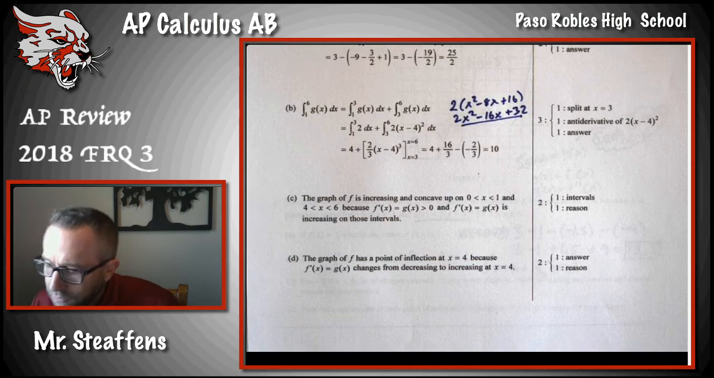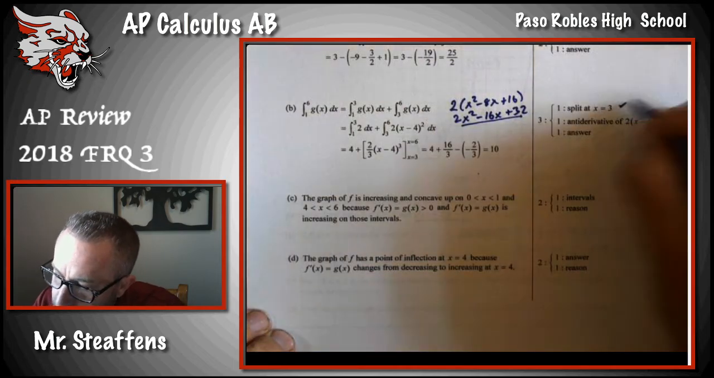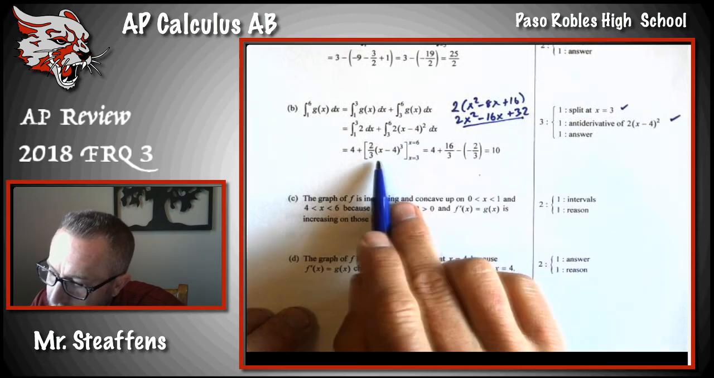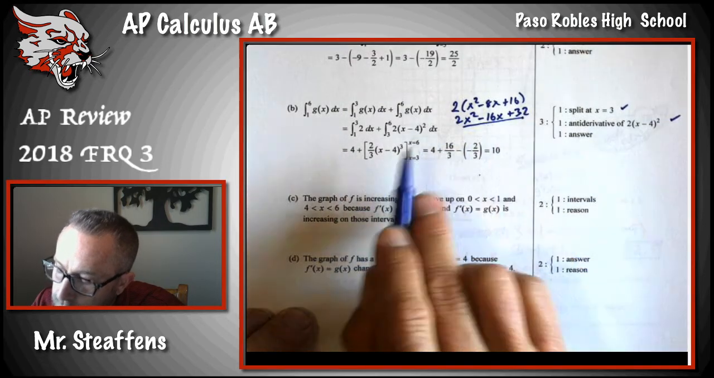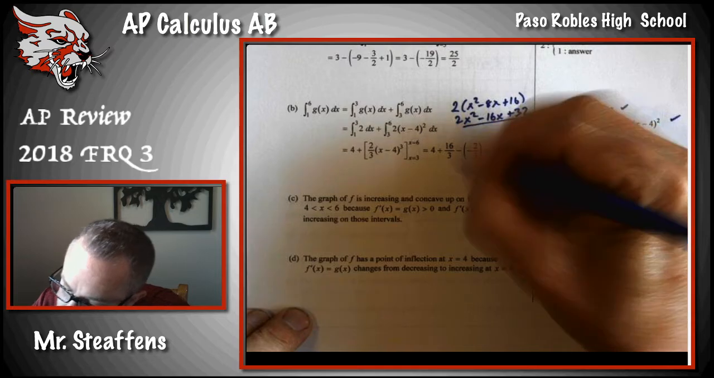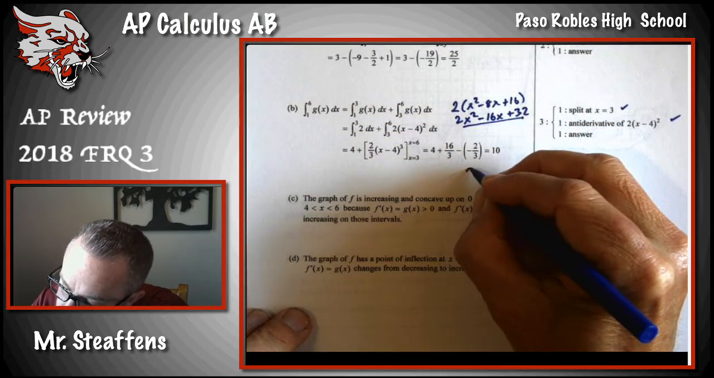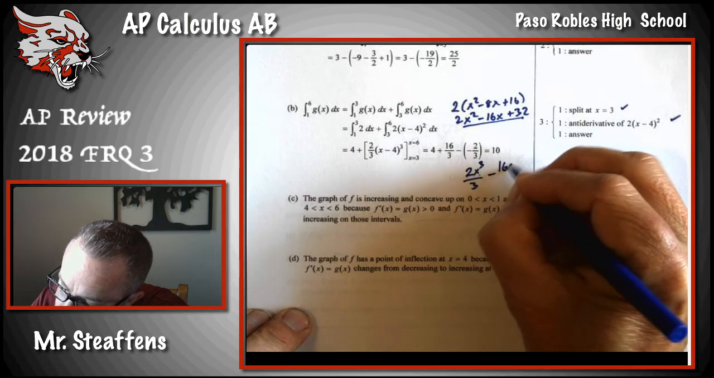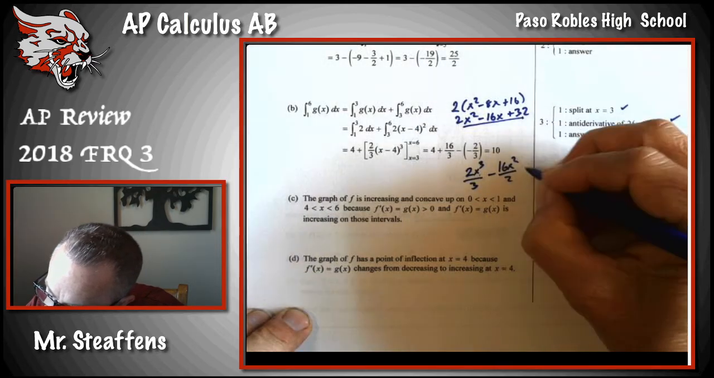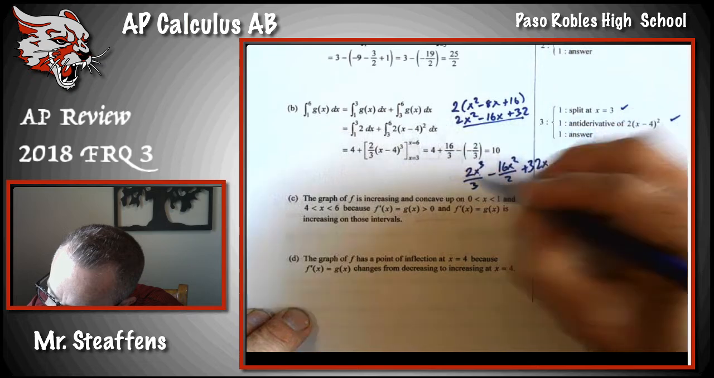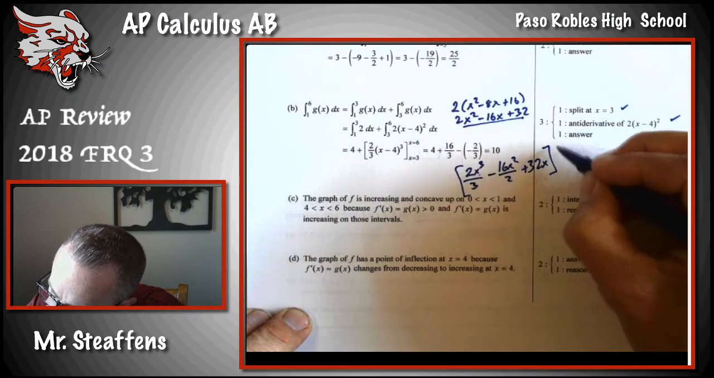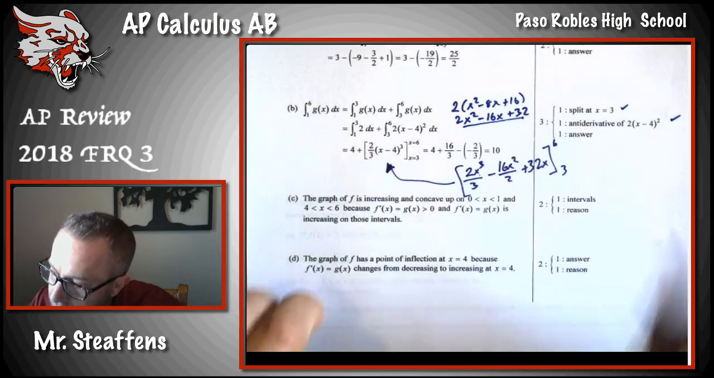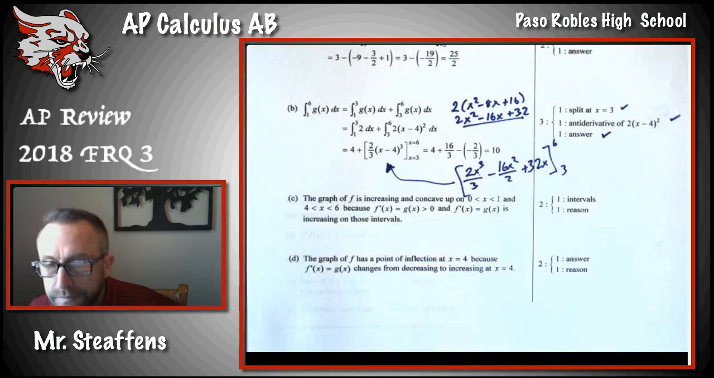So I get a point if I split this up at 3. I did the two integrals. I get a point if I have the correct antiderivative of that. It would have been 2x cubed over 3 minus 16x squared over 2 plus 32x from 6 to 3, right? That's the other version of that I could have had. I would have got a point for that and then a point for the answer.